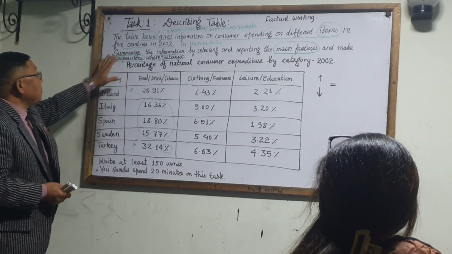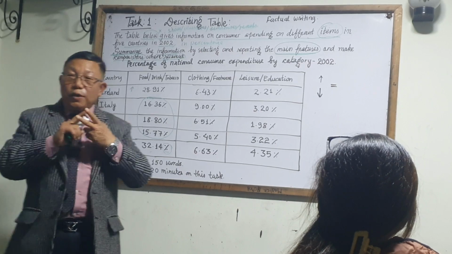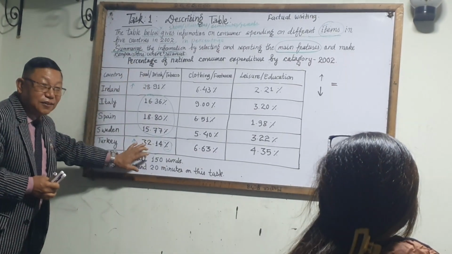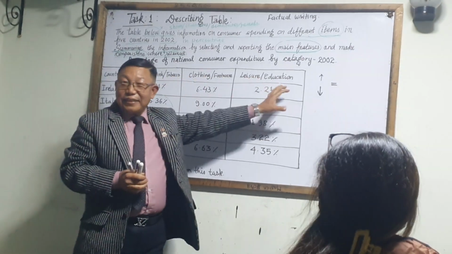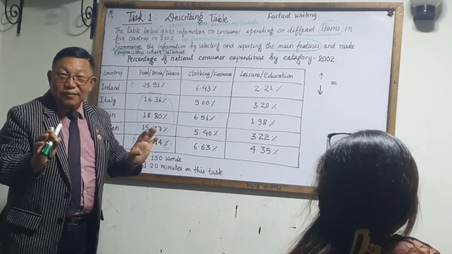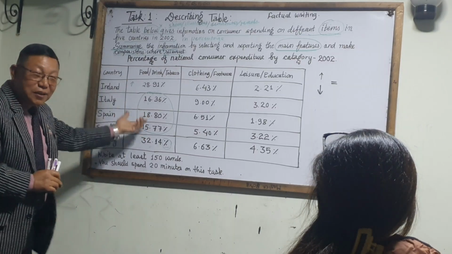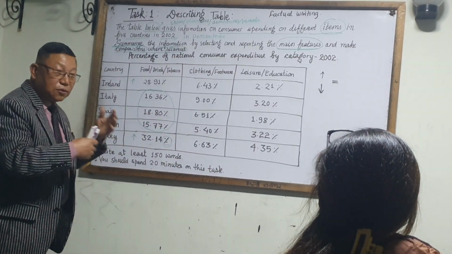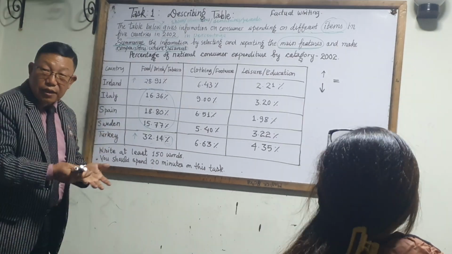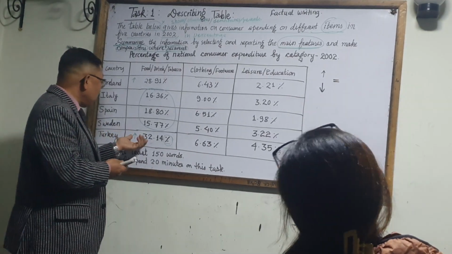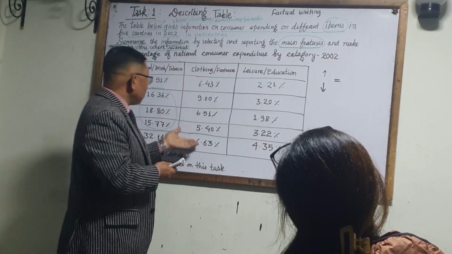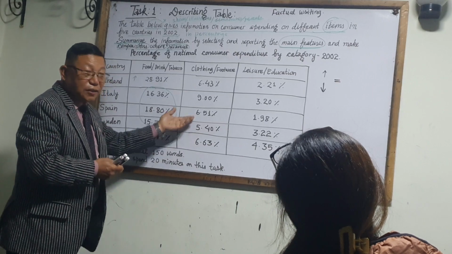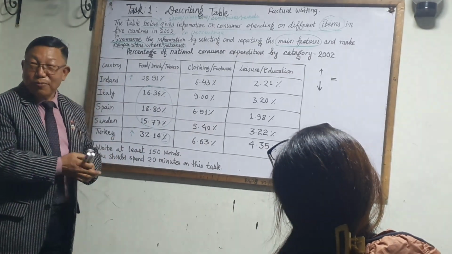So while describing the table, there are 2 ways you can describe. Either you can describe vertically or horizontally. It depends on you. Okay? I have already explained here. That's why you explain and elaborate those data in past tense, and after that you describe clothing and leisure and education. So here you can see directly what you have found.